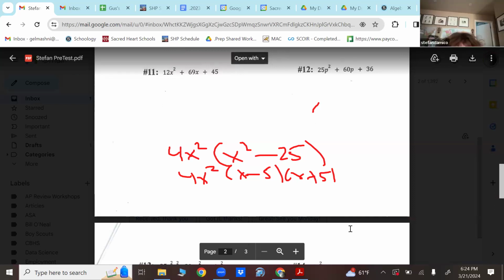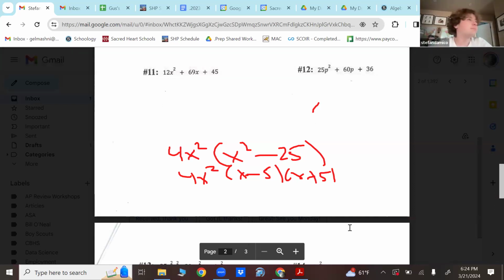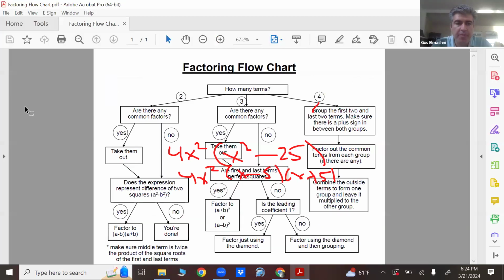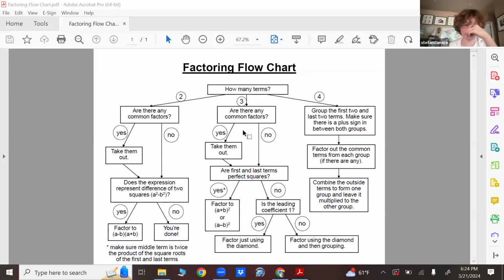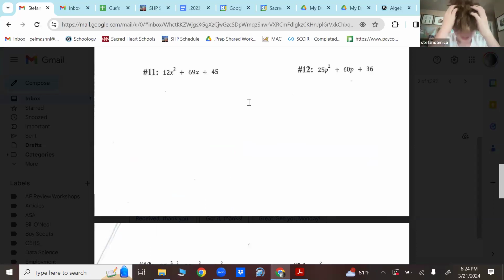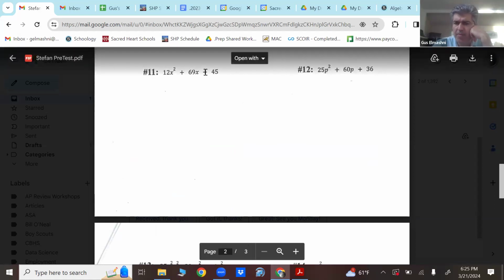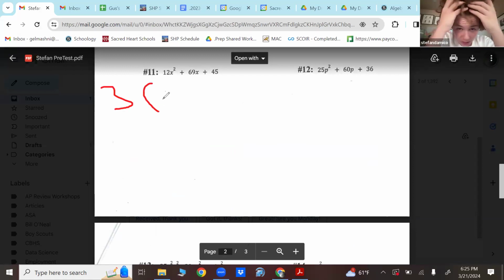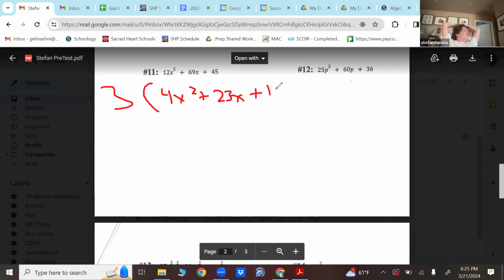So this is where the flow chart's going to be your friend. I'm going to look at the flow chart. Common factors. There are some. It's not painfully obvious, but they're all multiples of 3 because all the digits add up to a multiple of 3. Because 1 and 2 add to 3, 6 and a half to 15, 4 and 5 to 9. So I'm going to take it out: 4x squared plus 23x plus 15.